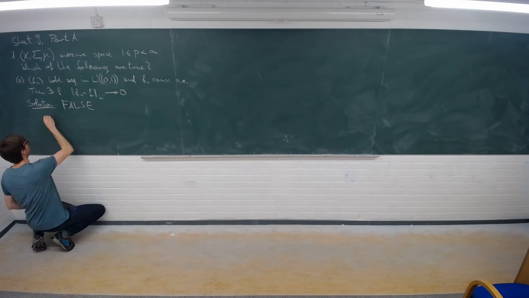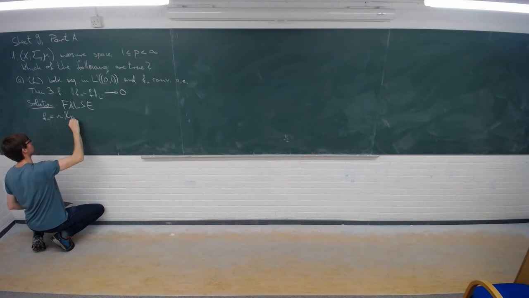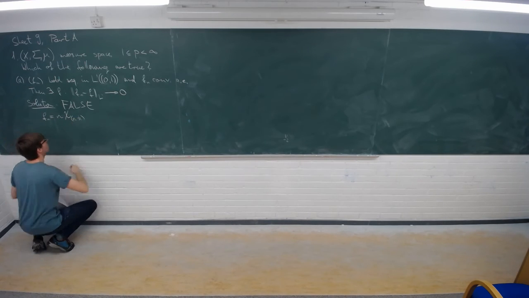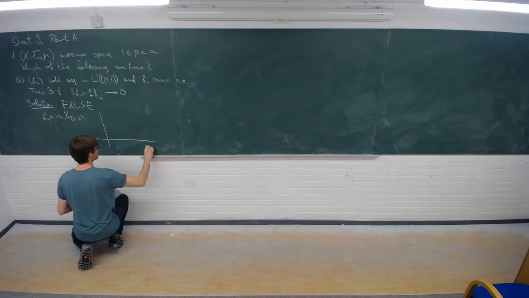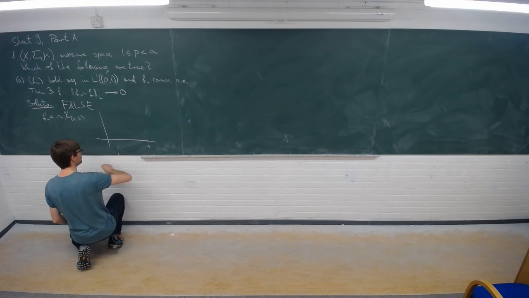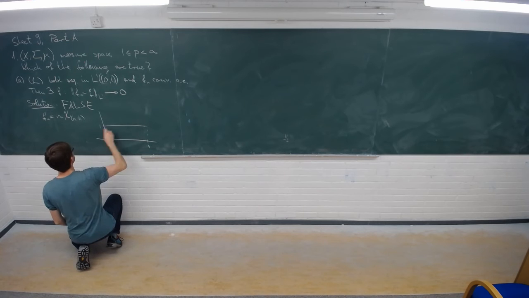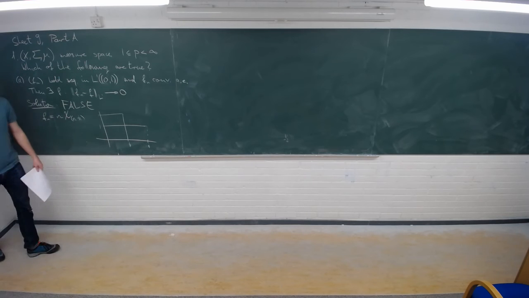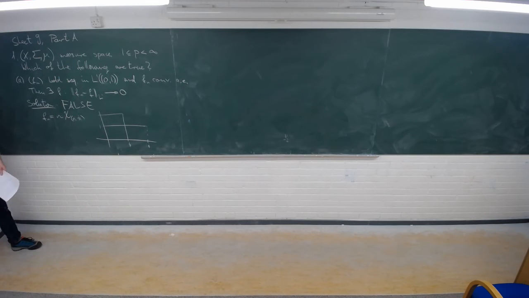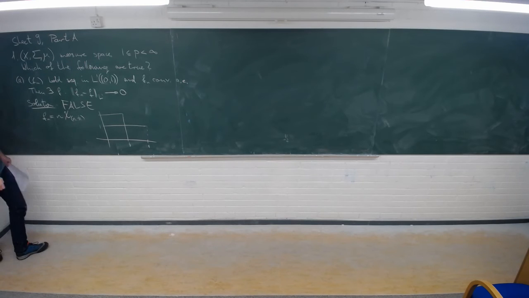If you take f_n to be n times the characteristic function of the interval from 0 to 1/n, this function looks like this. It starts with a constant 1, and then it's 2 times the characteristic function between 0 and 1/2, and so on. The area under the curve is always equal to 1. So the L1 norm of these f_n is always equal to 1.